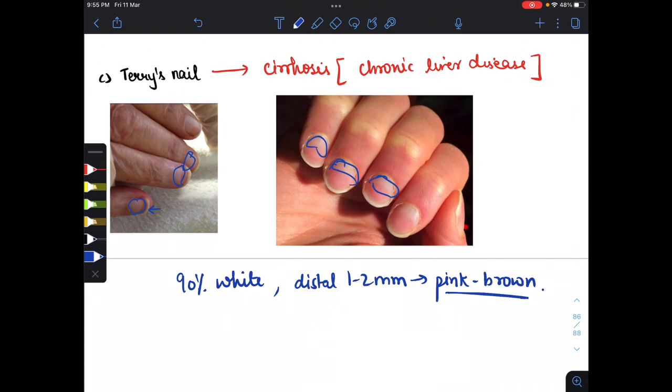So that's all for dermatology, that is the nail and diseases of the nails.